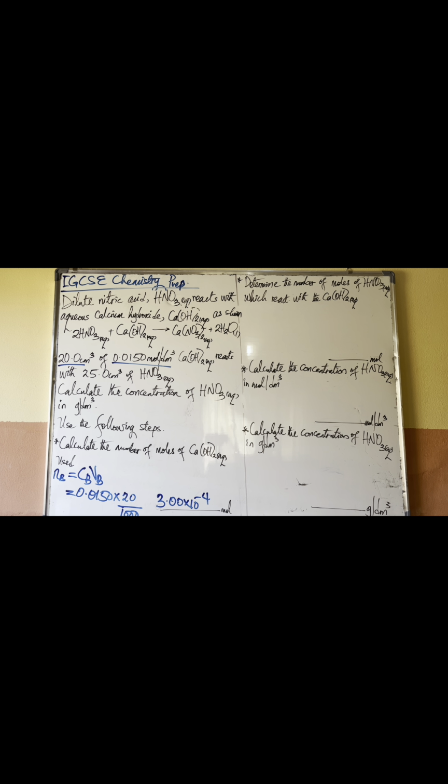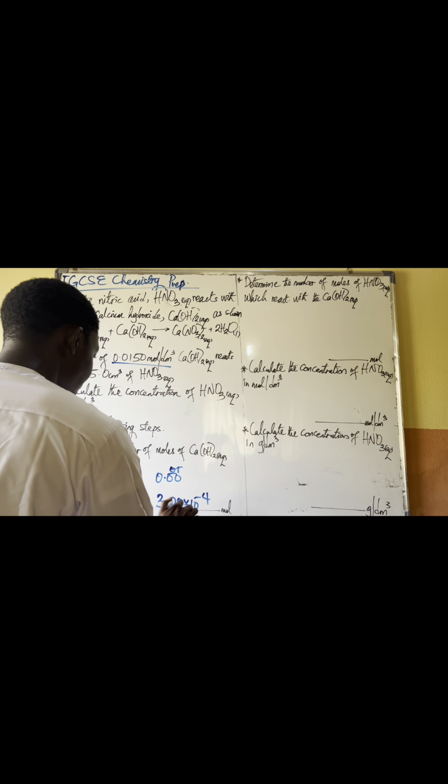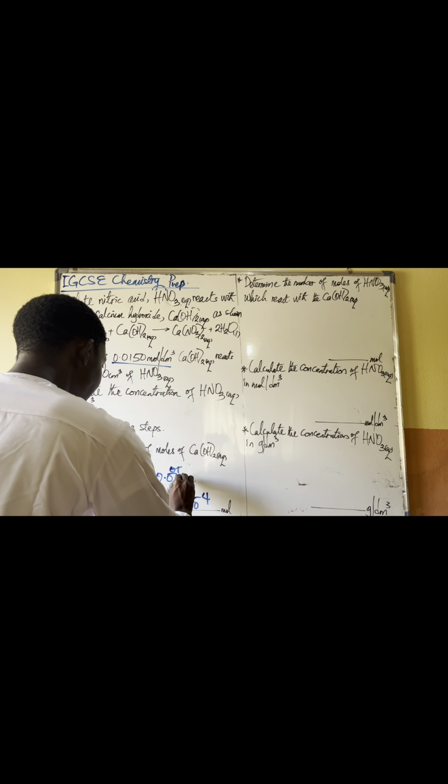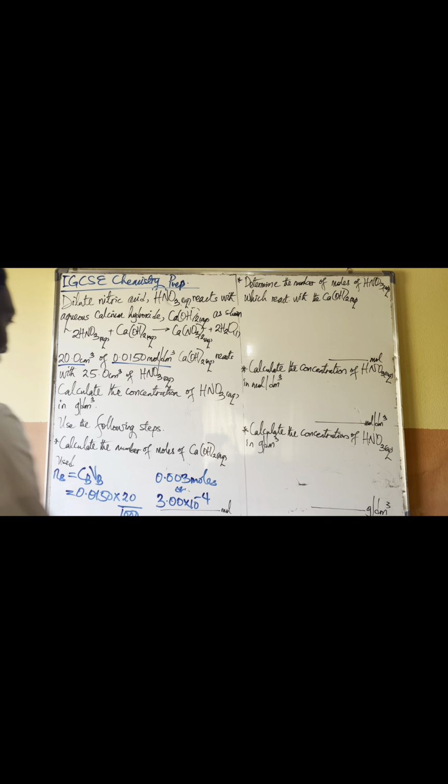We can still write it in natural form as 0.0003. So this will be 1, 2, 3, 4. Okay, moles. So either you write it in standard form or you leave it in the natural form, your answer will still be accepted.